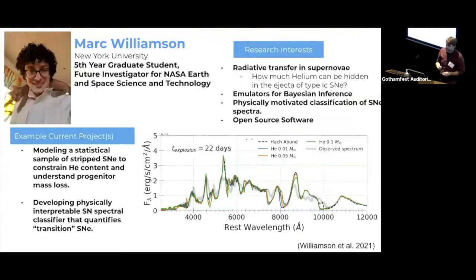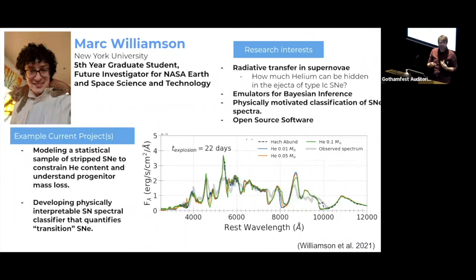Mark Williams is a fifth-year graduate student who's been working with us. He has a couple of different projects going on. He's a little bit more on the modeling and data science side. One of his most recent results, which is quite interesting, concerns stripped envelope supernovae, which come from stars that have lost a lot of their envelope. This could be hydrogen, this could be helium, this could be both.